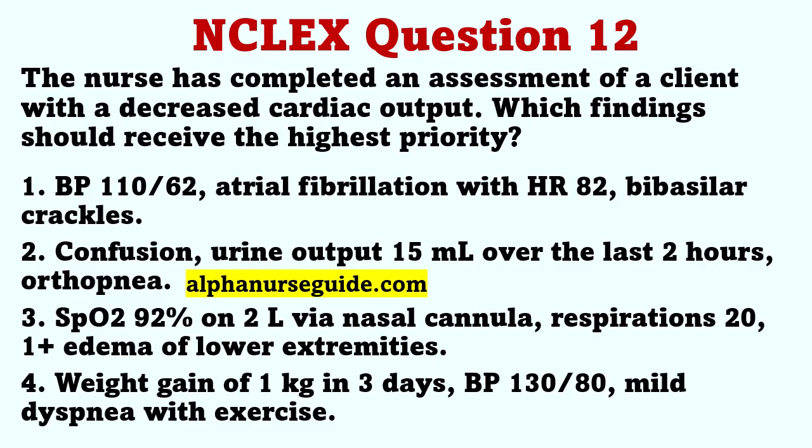The correct answer is 2. Confusion, urine output 15 milliliters over the last 2 hours, orthopnea. A low urine output and confusion are signs of decreased tissue perfusion. Orthopnea is a sign of left-sided heart failure. Crackles, edema, and weight gain should be monitored closely, but the levels are not as high a priority. With atrial fibrillation, there is a loss of atrial kick, but the blood pressure and heart rate are stable.